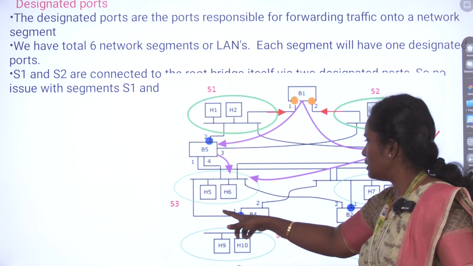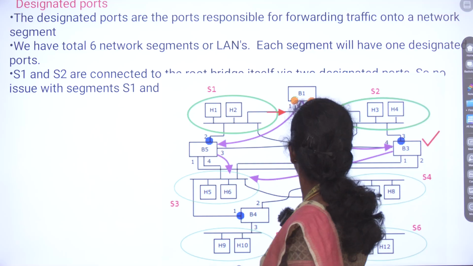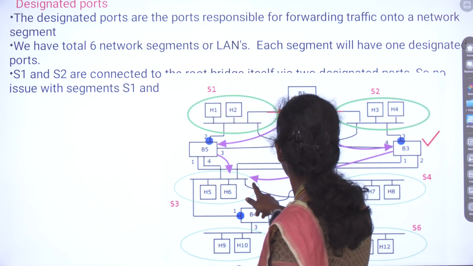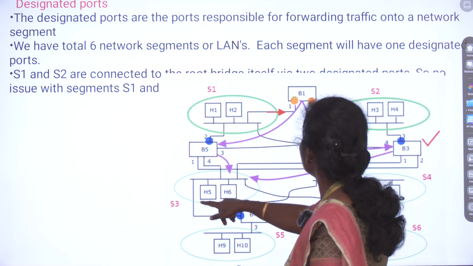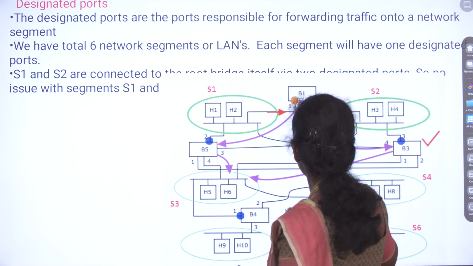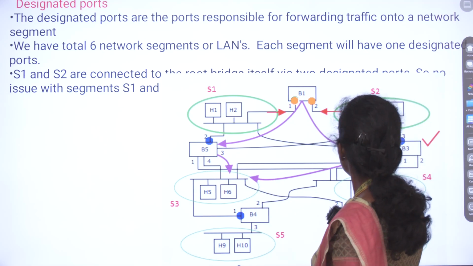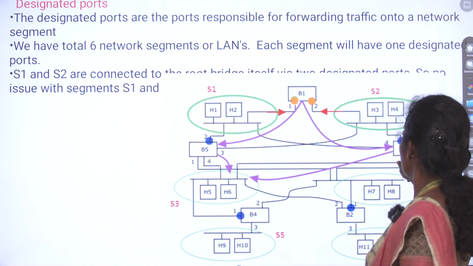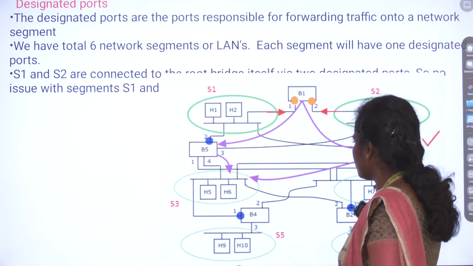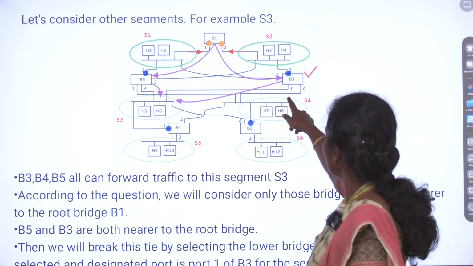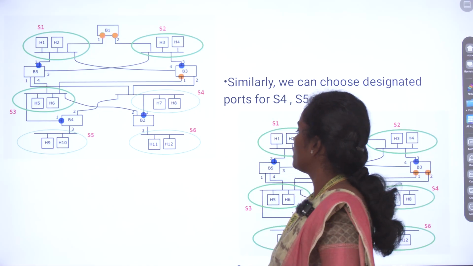Next, you take segment 3. Segment 3 is connected with B5, B3, B4 and then B2. If I choose B4, it takes 2 hops, and B2 is also far away. So we can choose B3 or B5. Compared to B3 and B5, B3 has the lowest index and is nearer to B1. So we choose B3 as the designated port. See here, I am choosing B3 as a designated port.